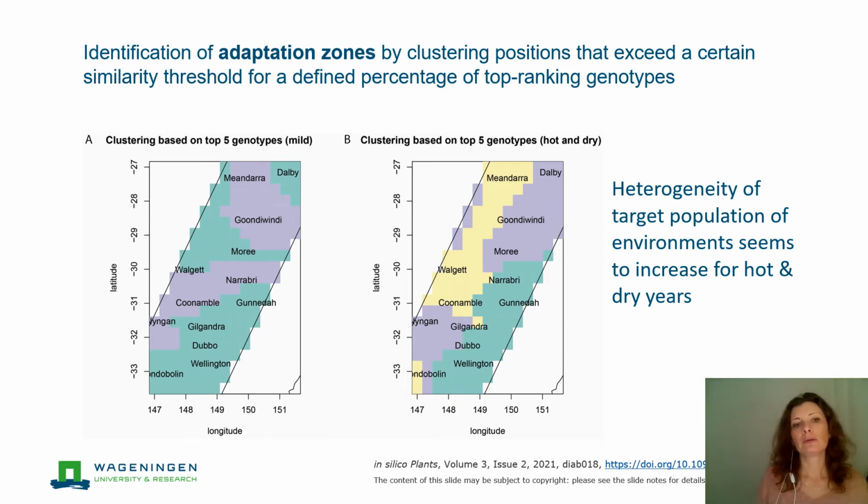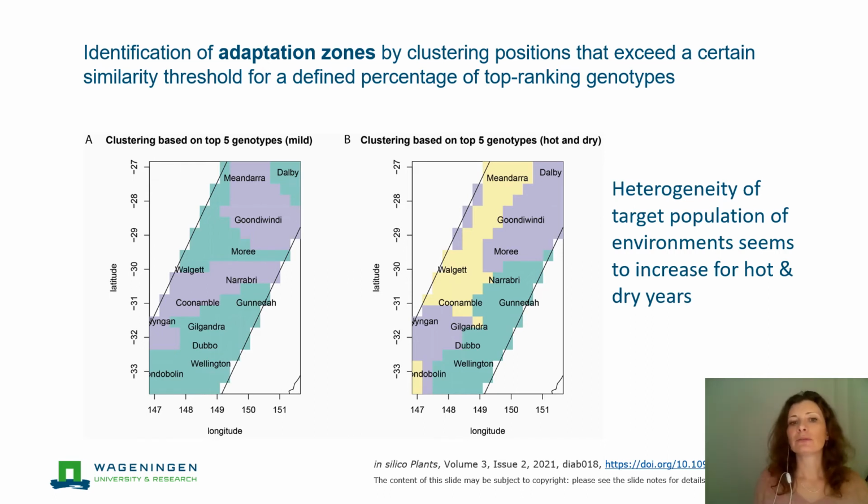So what happened? On the left-hand side, we have the clustering based on the mild years, and we only see 2 groups, with some gradients from northwest to southeast. In general, locations more in the southeast tend to induce a different genotypic ranking than those in purple, more in the top or the northwest.